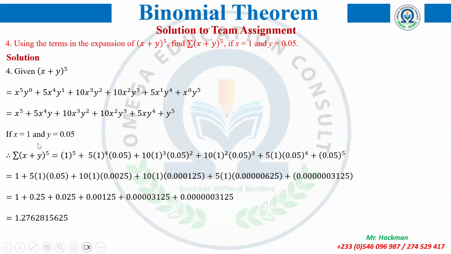So you are going to do 1 plus 0.05. That will give you 1.05, all to the power 5. Then you feed that into your calculator. Press equal to, and your calculator gives you this. Here we are looking for the exact value, so your calculator should also give you the exact value because we have not approximated.